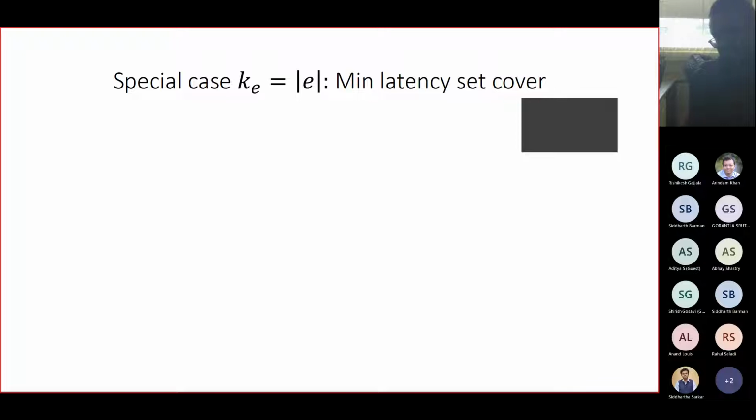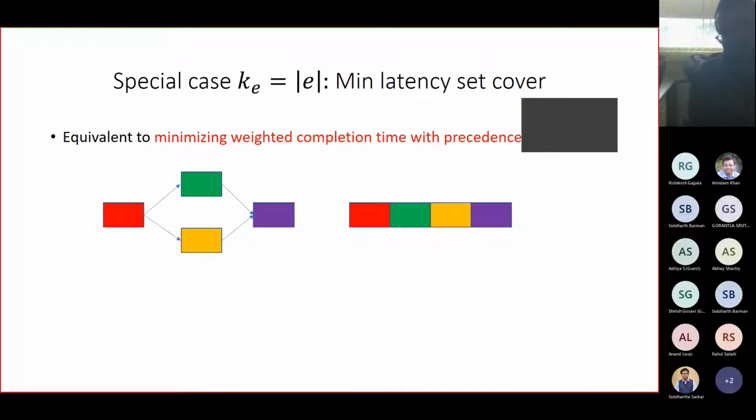Another interesting case is when k_e equals the edge size. So here you have to pick every single vertex in the edge before you can call the edge covered. This is also called min latency set cover for some reason. And it turns out that this special case is equivalent, under approximation preservation, to minimizing weighted completion time with precedence constraints.